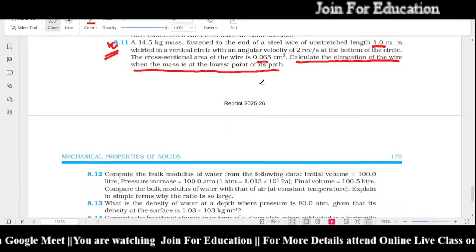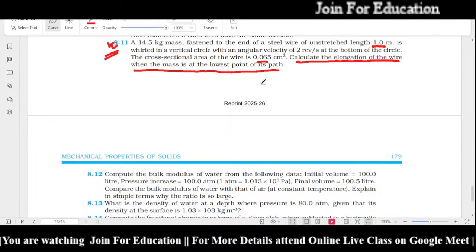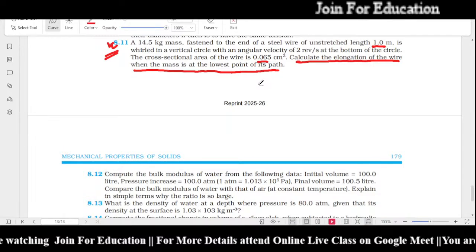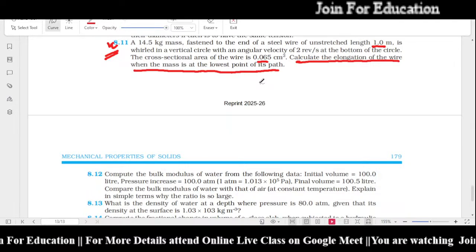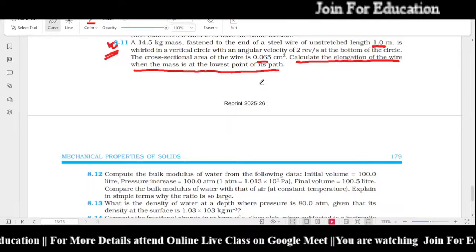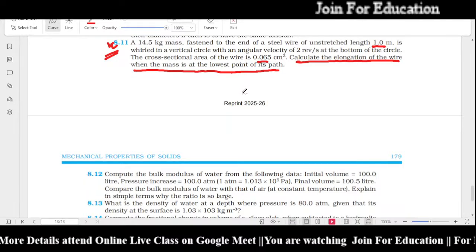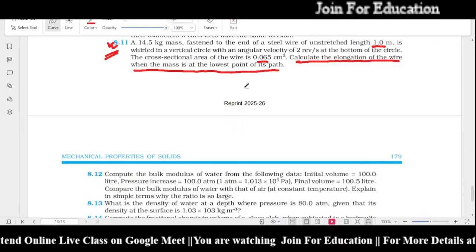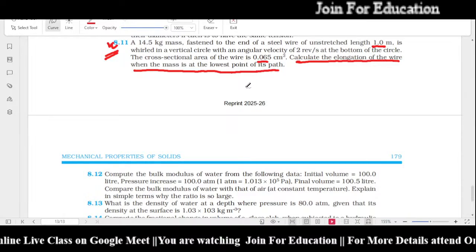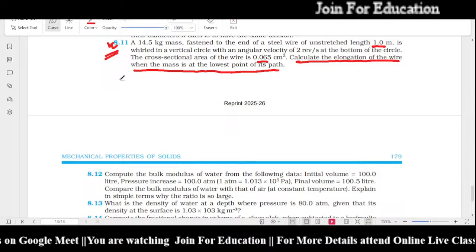So there is no problem to understand the question. To solve this question, first of all, we prepare the data, and according to the data, we recall the relevant formula. After recalling the formula, we apply the values, and after the simple calculation, we get the answer. So let's see the rough work here.